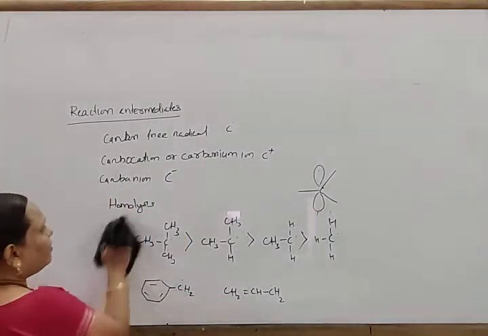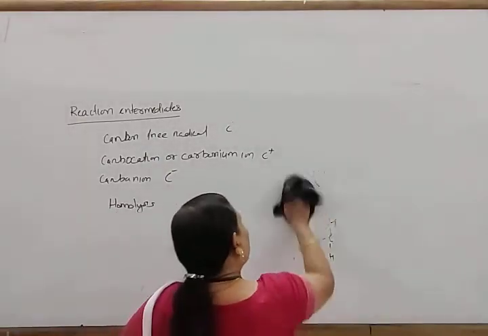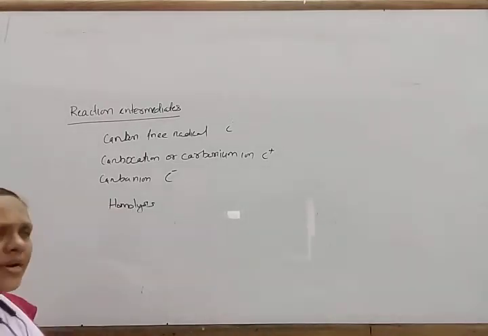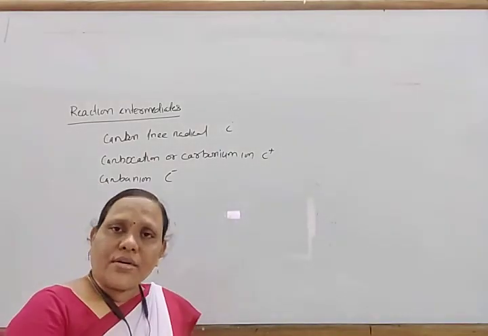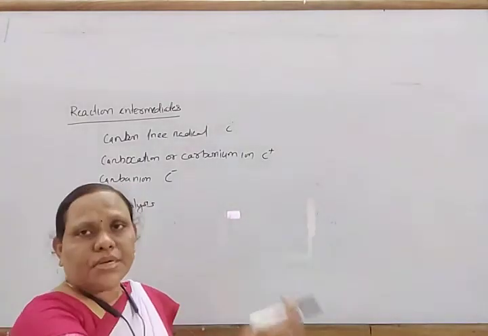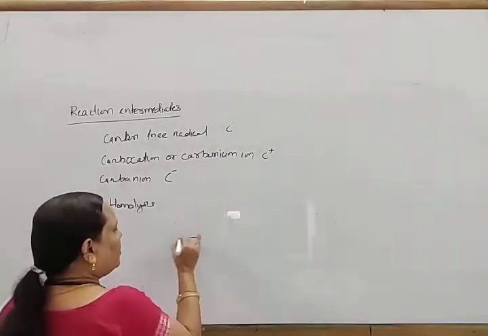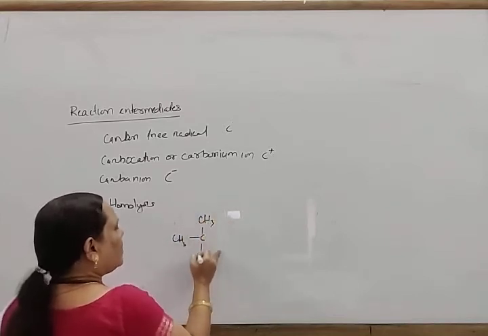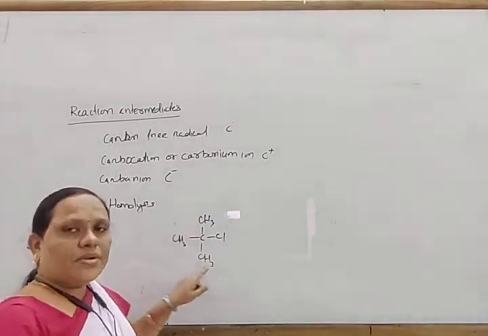Next, coming to another intermediate, that is your carbocation. In a carbocation, the carbon atom carries a positive charge. If a more electronegative atom is attached to carbon in a polar solvent, then the electron pair shifts towards the more electronegative atom. Look here, suppose there is a compound like this, CH3, C, CH3 and CH3, and this is known as your tertiary butyl chloride.